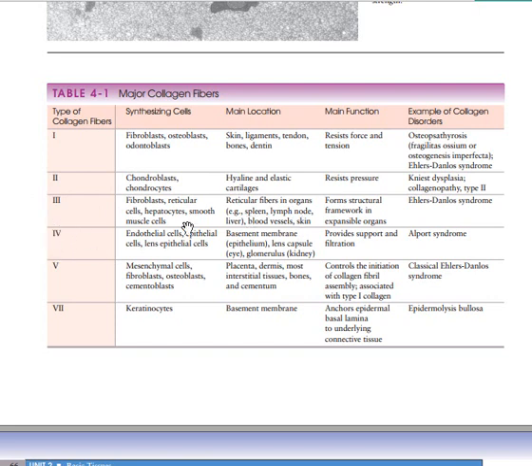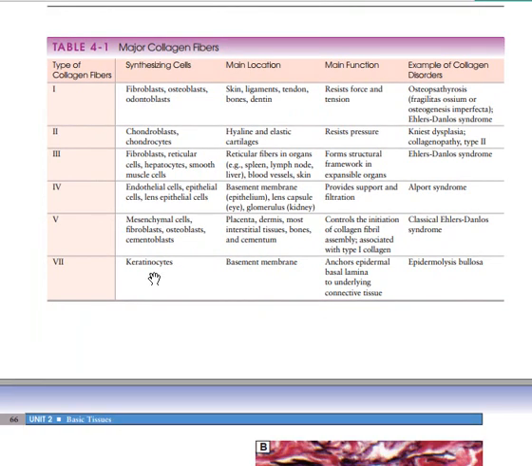Type 4 is located mostly in the basement membrane because it's produced by the endothelial cells and epithelial cells. So type 4 collagen fibers are located in the basement membrane, the lens capsule, and the glomerulus. Type 5 is going to be located more in the placenta because it's present in the mesenchymal cell, the dermis, most interstitial cells, and bone and cementum. Now type 7, from keratinocytes, is mostly going to be in the basement membrane.